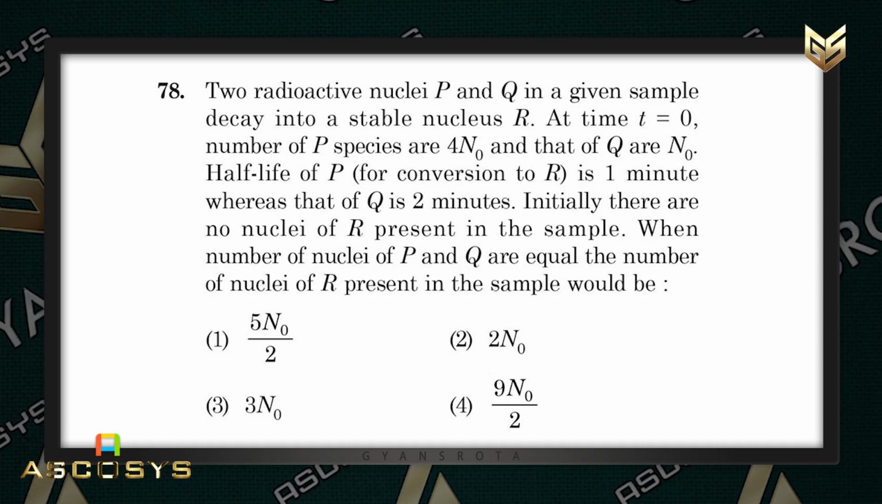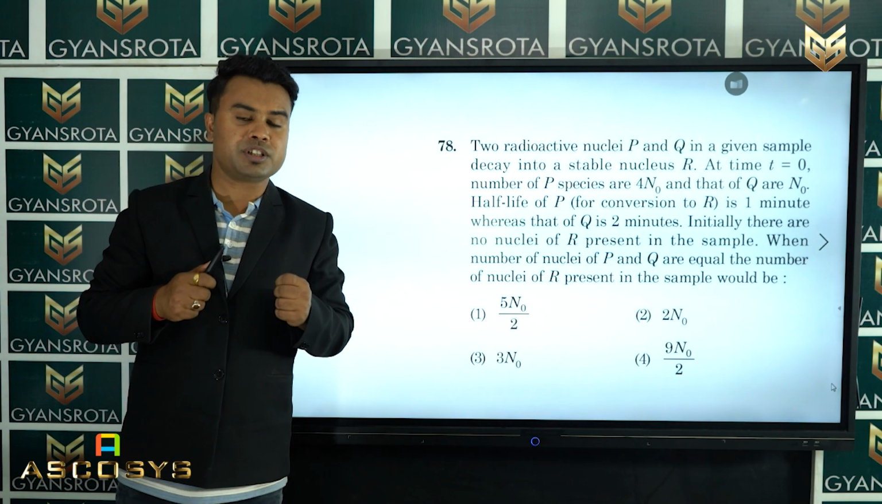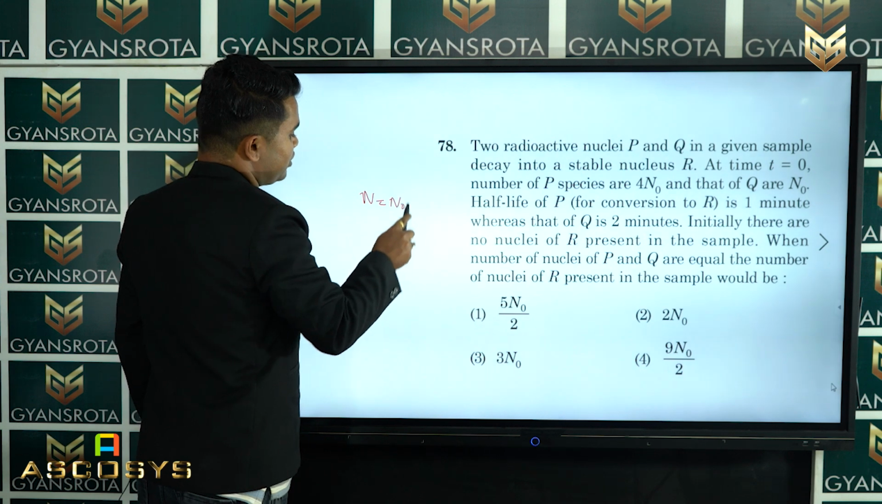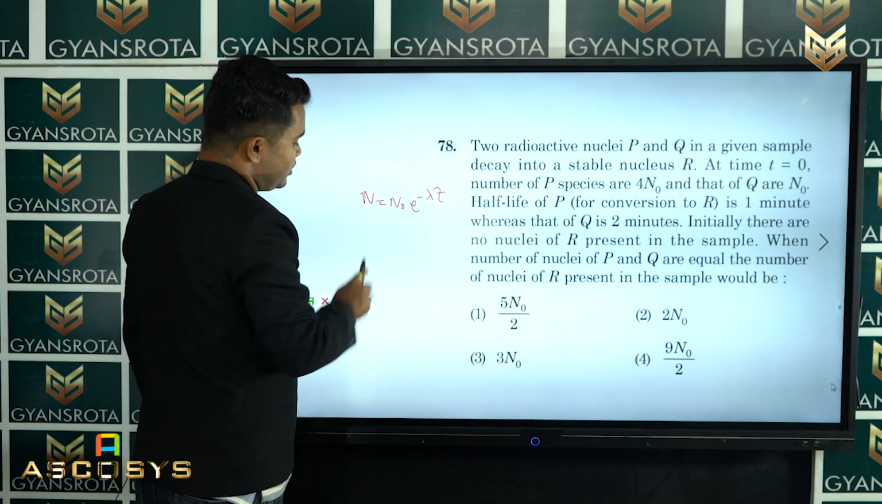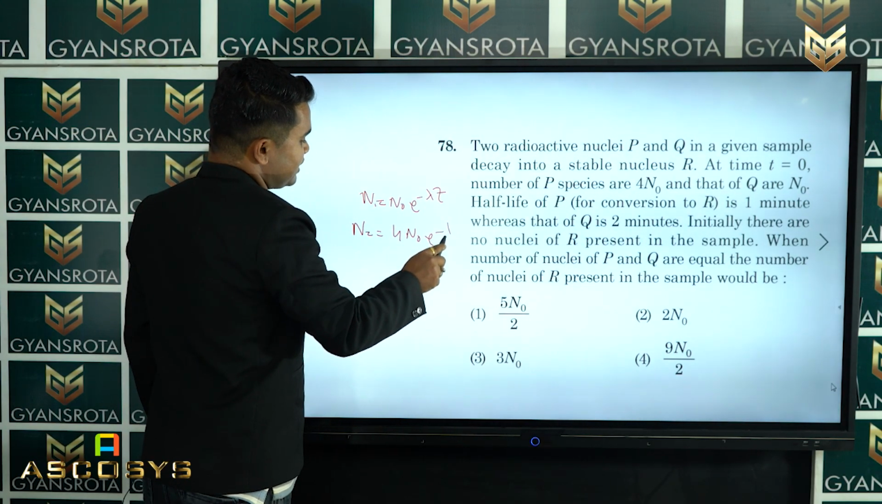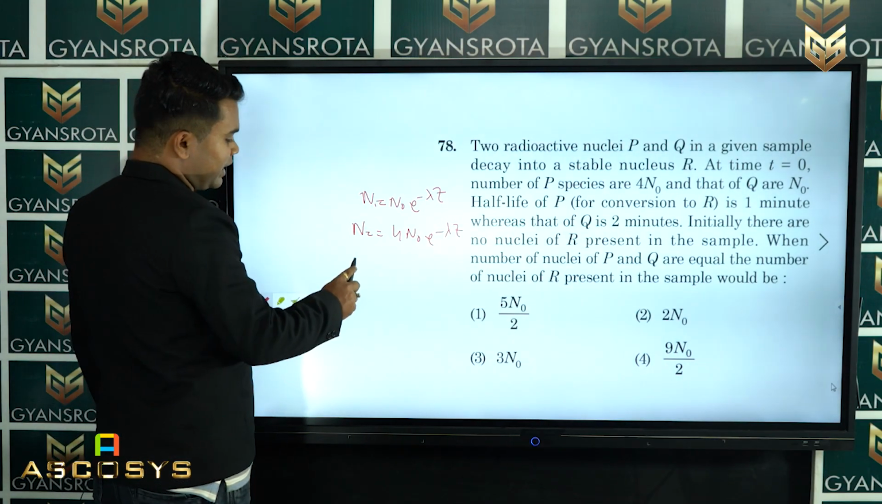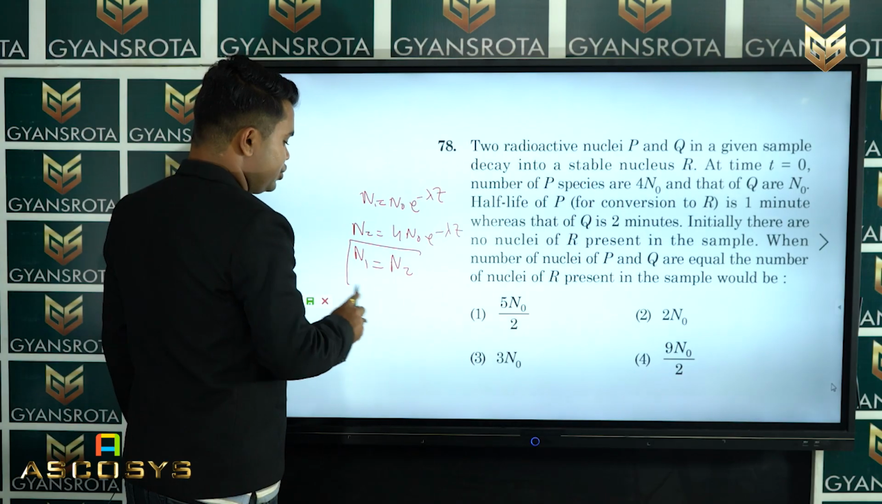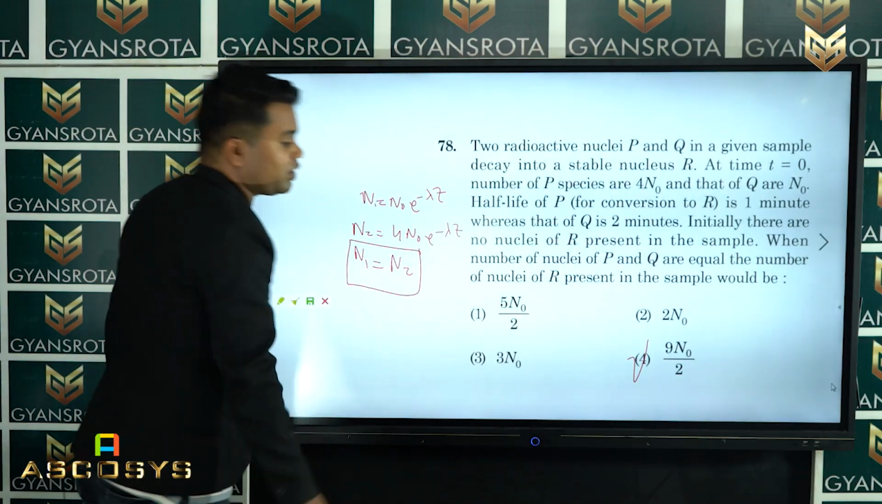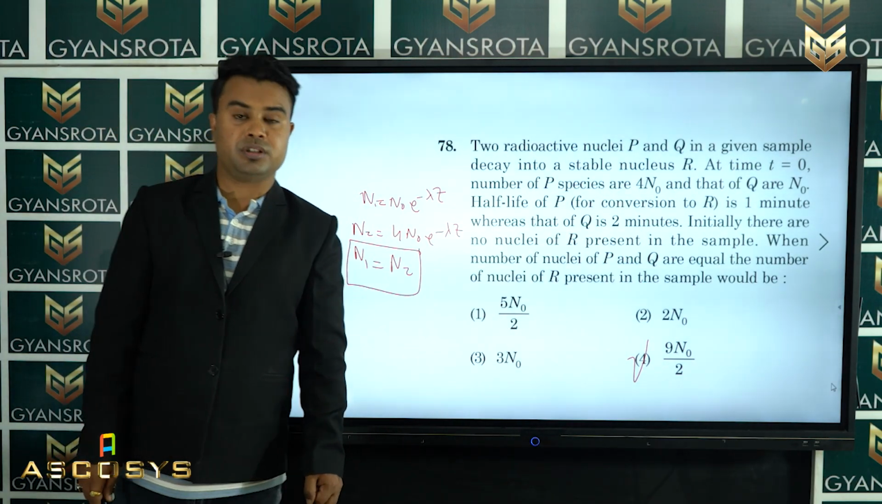When the number of nuclei of P and Q are equal, the number of nuclei of R present in the sample would be how much? This question came from the chapter nuclei, where you have to use the formula n equals n naught e to the power minus lambda t. So n1 will be equal to 4 n naught e to the power minus lambda t, and these two will be equal, n1 equals n2. Approach it this way and you will see that the correct answer is 9 n naught divided by 2. This is the right option for this question.